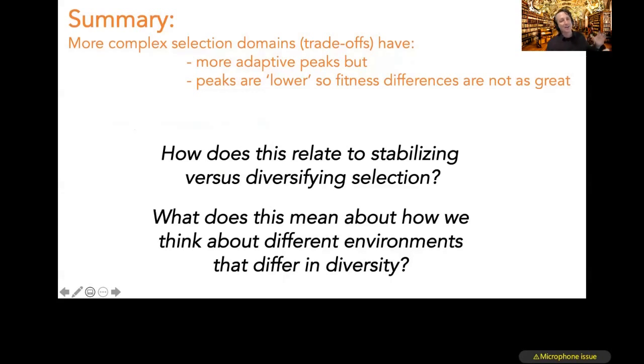And again, how does this all relate to the evolutionary process? So remember stabilizing selection, remember diversifying selection. What does this mean about how you think about these different environments, that different diversity? Oh my goodness, this all sounds like the basis of a fantastic essay question that we can ask you.